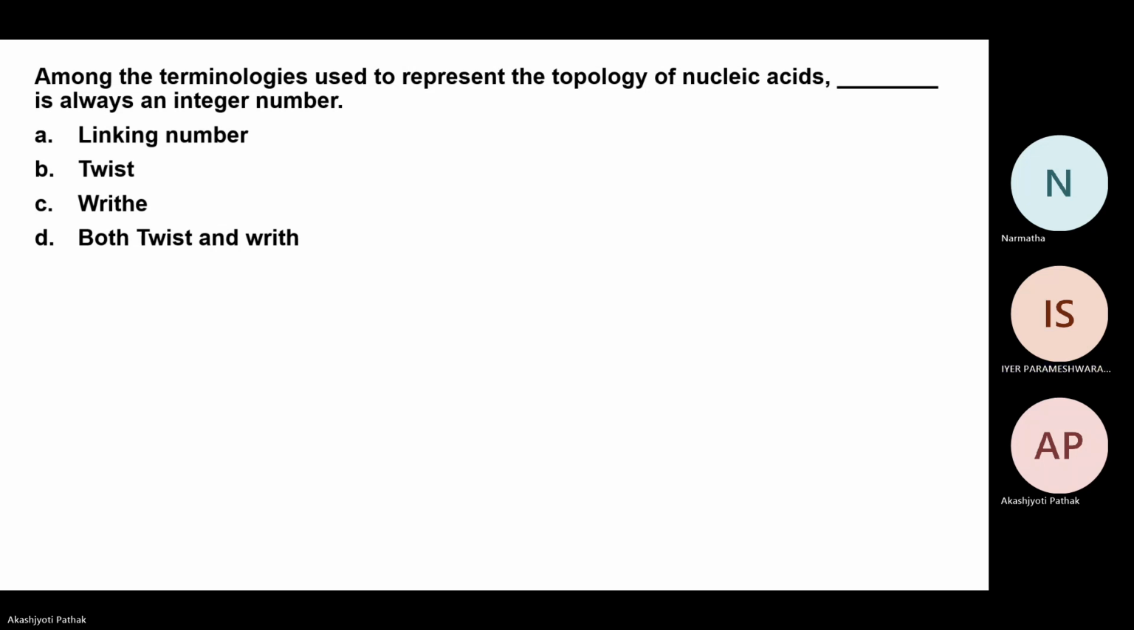D. Yeah, sorry. Both... It is A. Twist. Yeah, sorry, you are saying something. Both twist and... huh, writhe.